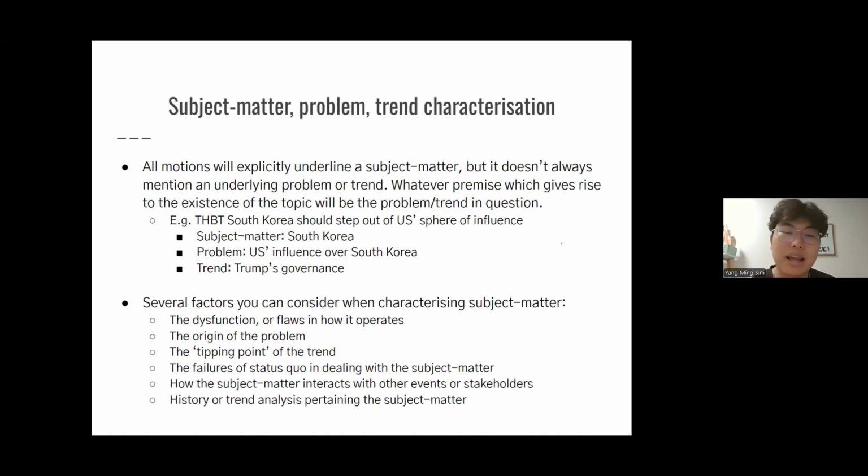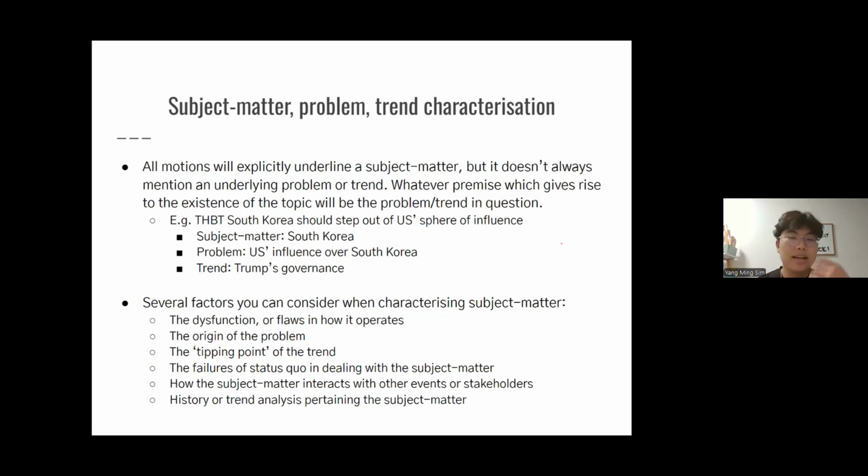Like, why is this such a bad thing? Why is the US's influence over South Korea concerning? Like, what's the problem statement? Last is just the trend. We made this a bit long ago, but it's just Trump's governance. It's how Trump has reacted very badly to North Korea, but then at the same time Trump is very, very close friends with Kim Jong-un. That's not what South Korea wants itself to be. And that's the problem. Trump's governance is the exact reason why there's a problem statement over the US's influence over South Korea.